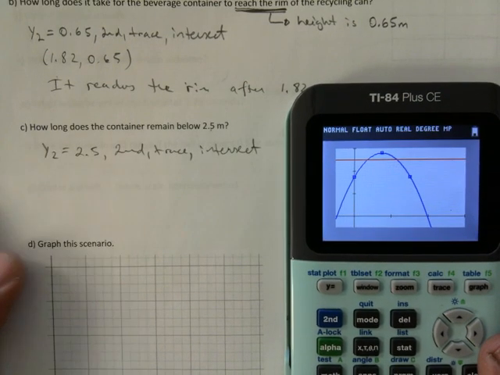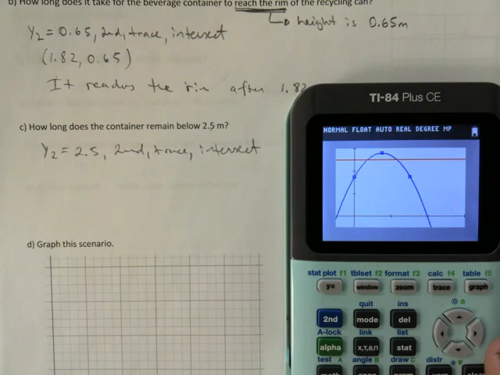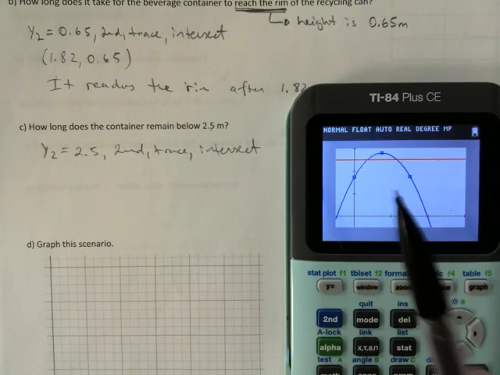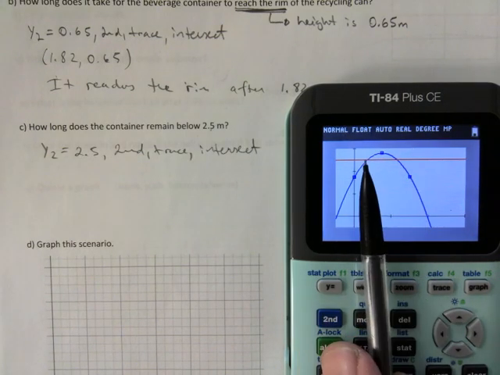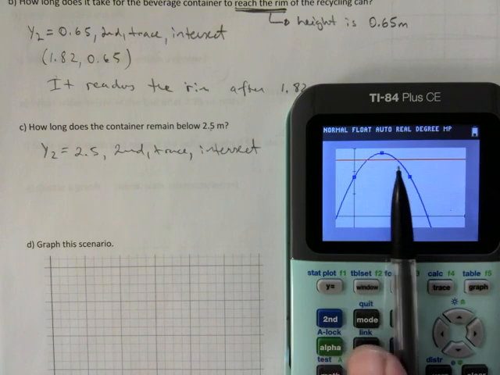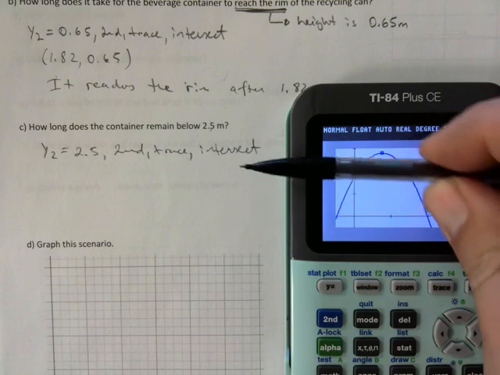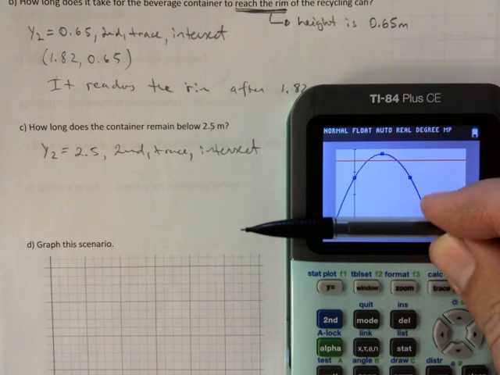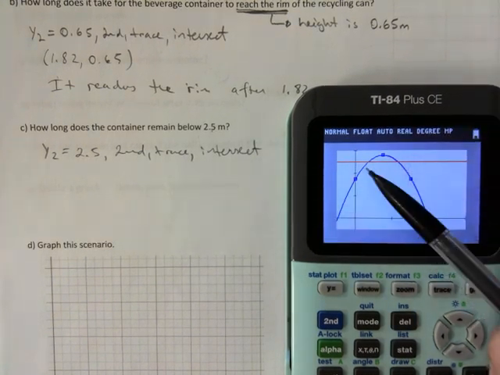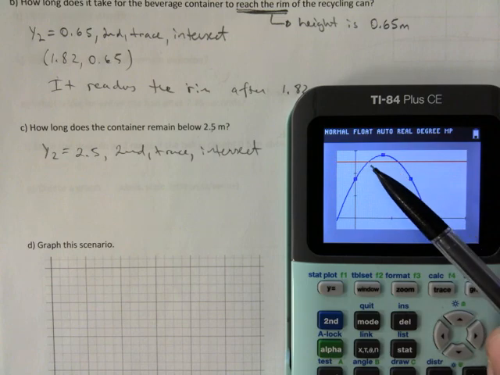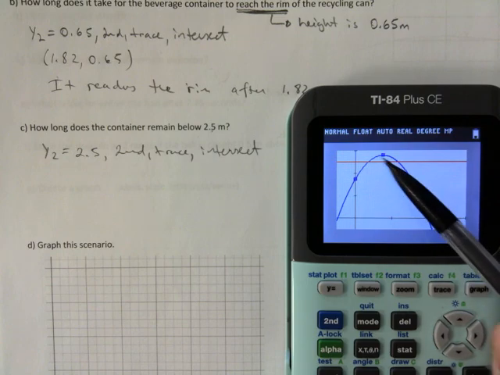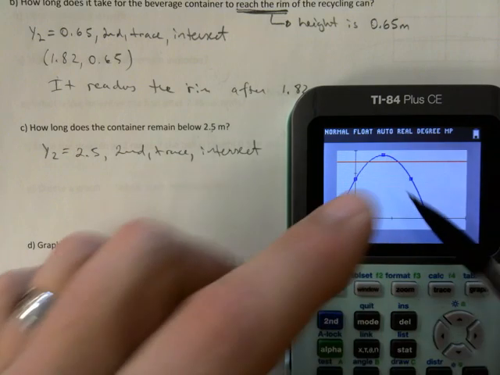Okay, it does within our domain and range, right? We start at time 0. Within our domain and range, it reaches that height twice. The question is asking, how long does it stay below that height? So we don't want the tip of the hill, right? We don't want that. We just want what's below it.